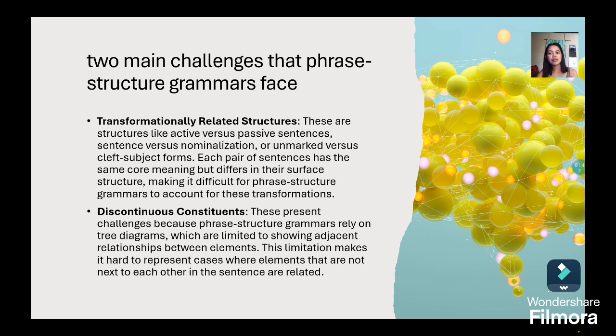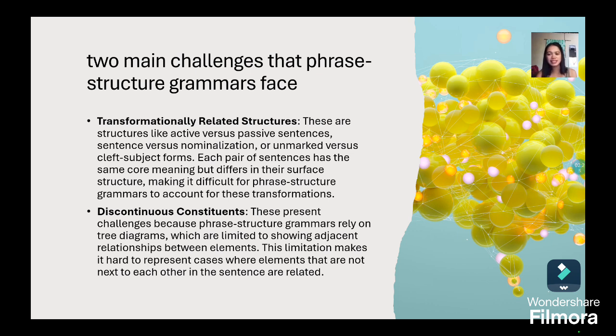First, transformationally related structures, which means these are the sentence forms that share the same meaning but differ in how they are structured. Just like active to passive, sentence versus nominalization, or unmarked versus cleft subject. Phrase structure grammars struggle to explain this transformation because they focus on the surface structure.